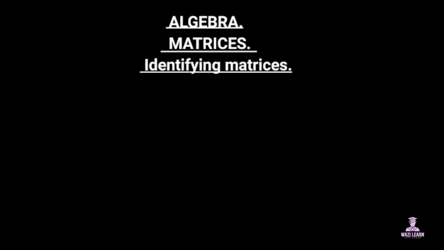Welcome to another lesson. In this lesson, we'll be looking at our second topic, algebra. And our first subtopic is matrices. First of all, we'll start by identifying what matrices are. Matrices are just a set of items representing information, and they are always arranged in rows and columns. The items inside a matrix are known as elements.